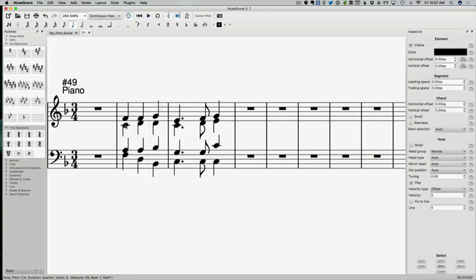Nice, right? Nice, good sound. So pay attention to those doublings.